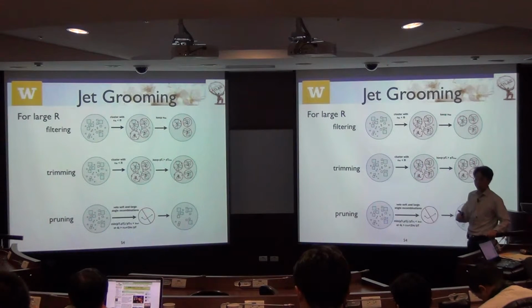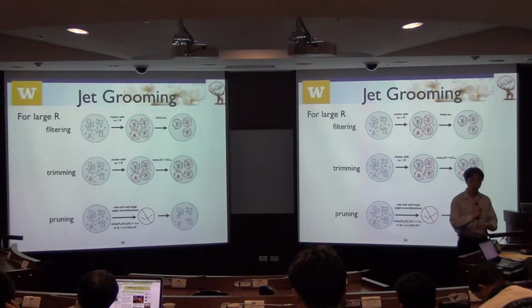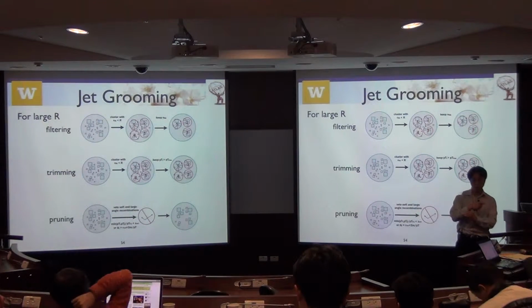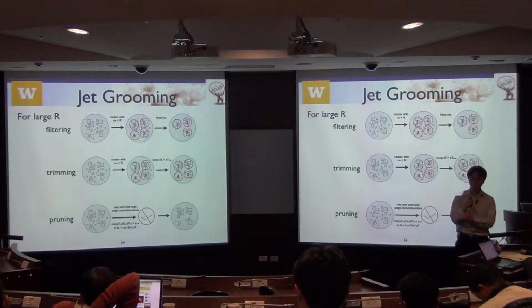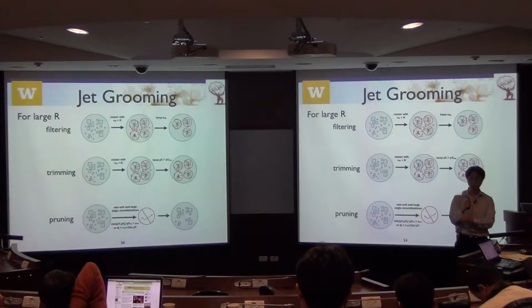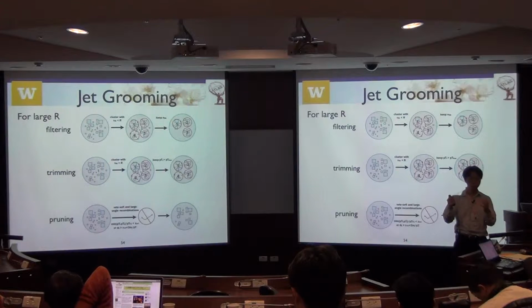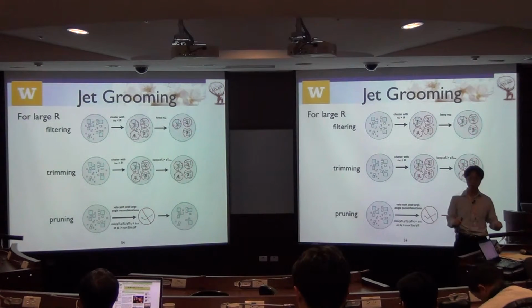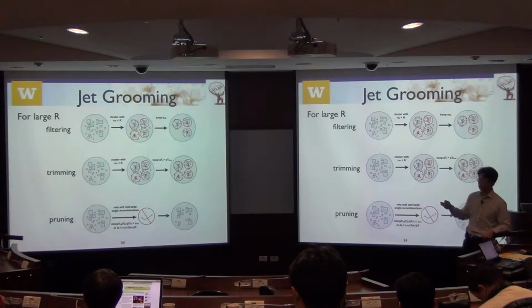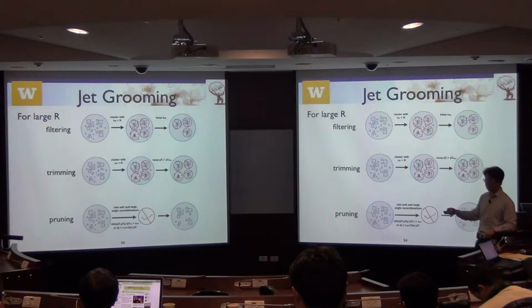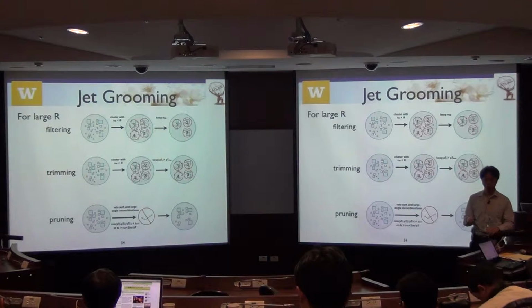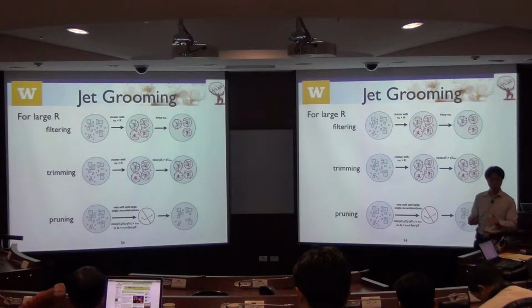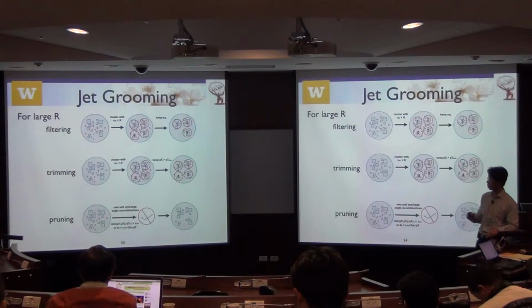So other than the jet area subtraction, there are also huge developments in strategies to remove those uncorrelated constituents inside your jet. We call this jet grooming technique. So there are three big families so far that are quite popularly used in this study. Let me go through one of them just as an example.